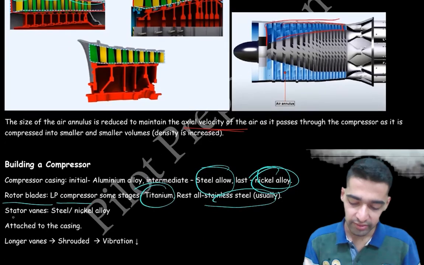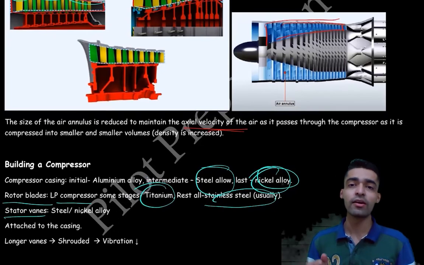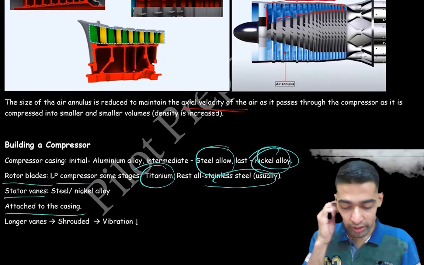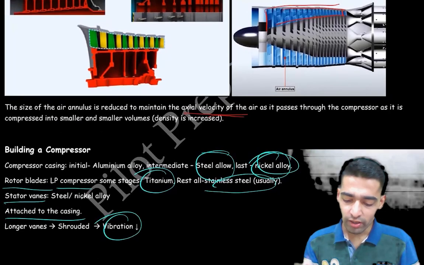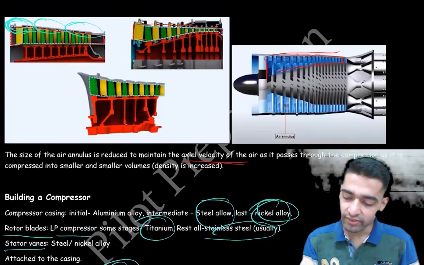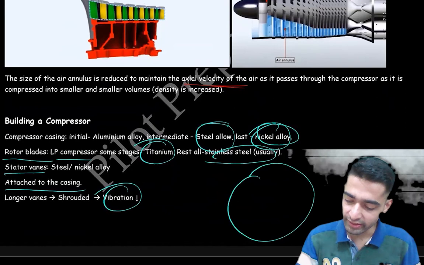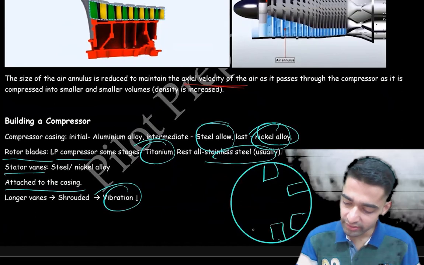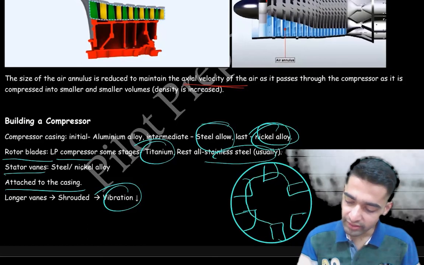So we use stainless steel at the inner part of the compressor. Then we have stator vanes. Stator vanes are made up of steel or nickel alloy. Again, very strong metal to withstand high temperature and high pressure. Then, attached to the casing, longer vanes are shrouded to decrease vibration. So what are these longer vanes? We have stator vanes and rotor vanes, right? So the stator vanes are shrouded. If this is the casing, then the stator vanes are like this. These stator vanes are joined like this.